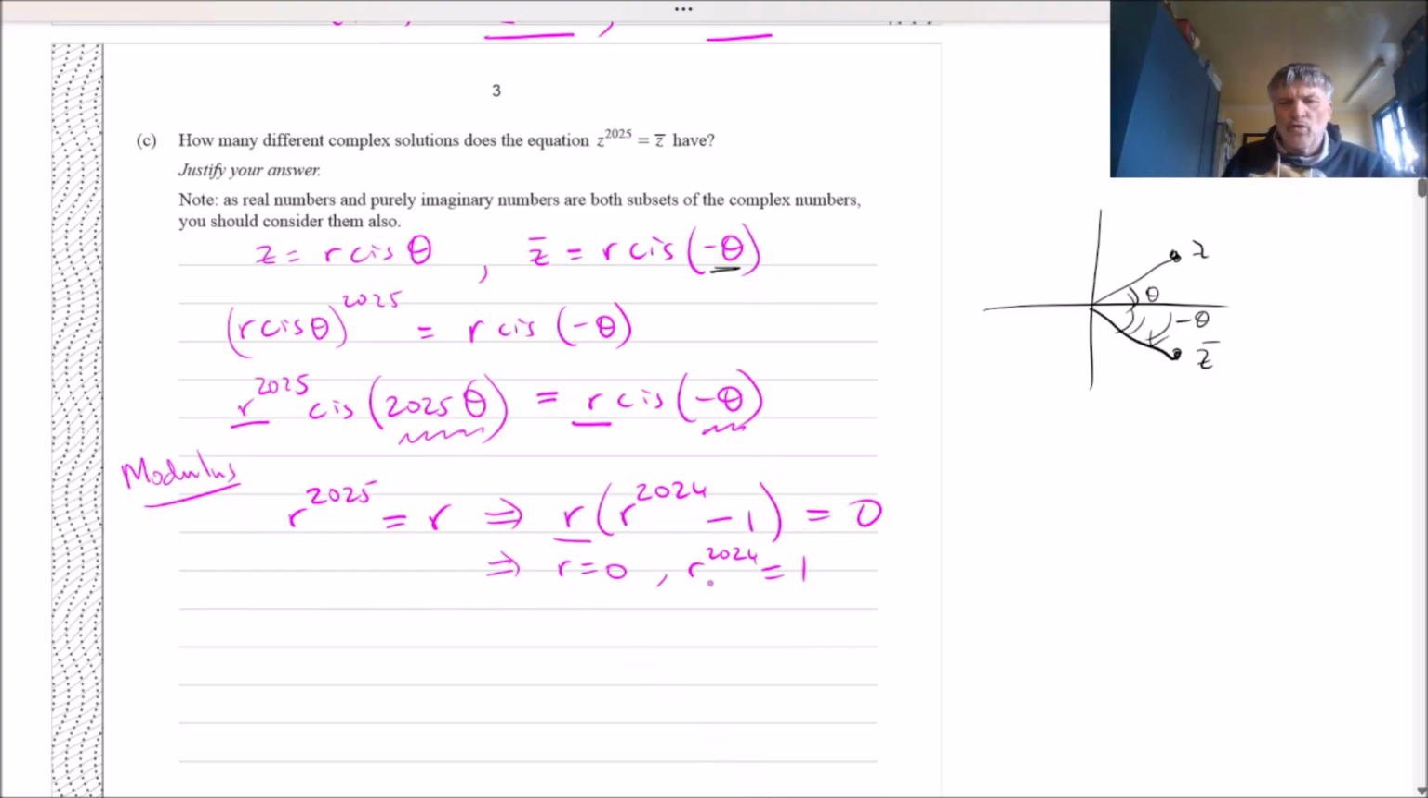Our r here is always a real number, and it's always positive. So the only way you can solve this second part is if r equals 1. So they're the two moduli that we're working with. When r is 0, that's just the complex number at the origin here. The argument doesn't matter. It's one solution, r equals 0, whatever. So this is one complete solution. This one here just tells us what the modulus has to be, and we still have to figure out what the argument is.